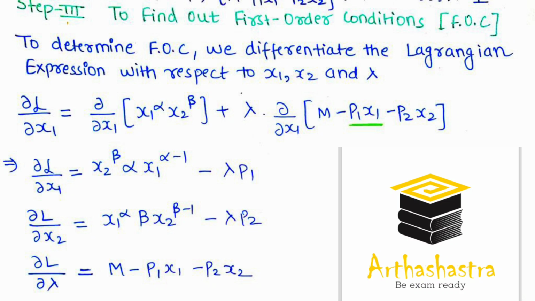lambda p1. Okay. Similarly, we can differentiate the Lagrangian function with respect to x2, and we will get x1 raised to the power alpha times beta times x2 raised to the power beta minus 1 minus lambda p2. Differentiating the Lagrangian function with respect to lambda, we will get m minus p1 x1 minus p2 x2. Now we have found the first order derivatives of the Lagrangian with respect to x1, x2 and lambda.